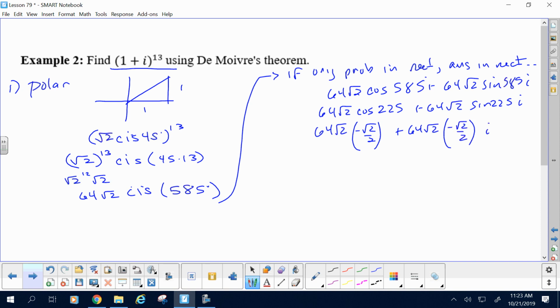All right, we're almost done. A 2 goes into 64, and that's 32. And what's root 2 times root 2? 2. And so 32 times another 2 is negative 64. Right? And this is identical, so it's also negative 64, but this time with an i. And we're done. You follow?